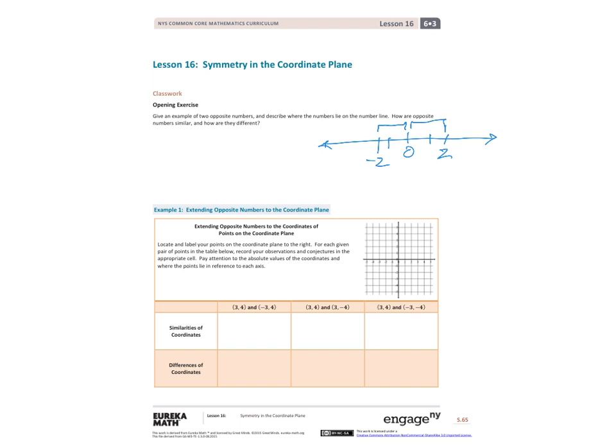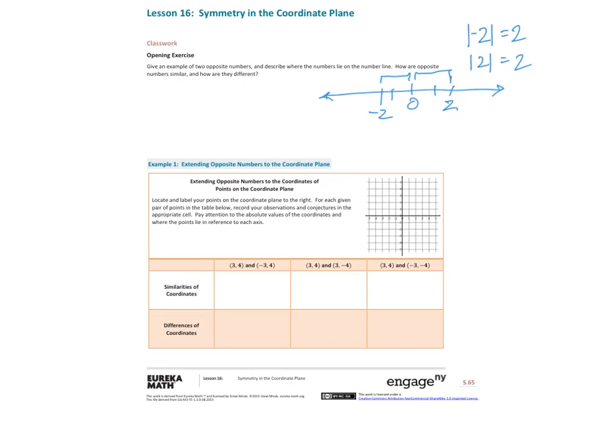And then the other thing is the absolute value of -2 is 2, and the absolute value of 2 is 2. So they also have the exact same value given absolute value. They're different because they're on opposite sides of 0 on a number line. I said a lot that I didn't write down, but I'm going to move on. And then example 1, extending opposite numbers to the coordinate plane.